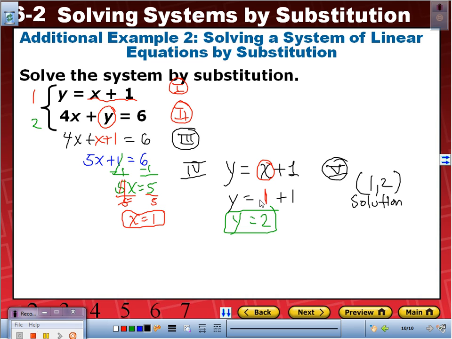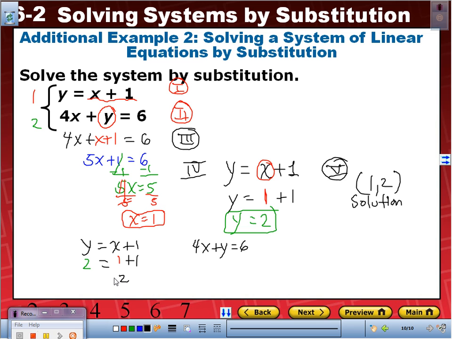Solution. And just to double check, what do we need to do? Check. Substitute into each equation. So I'm going to rewrite the equations. The first one right here, y equals x plus 1, and the other one is 4x plus y equals 6. And I have now my value for x and my value for y. So x is 1, and y is 2, and I bring everything else down.